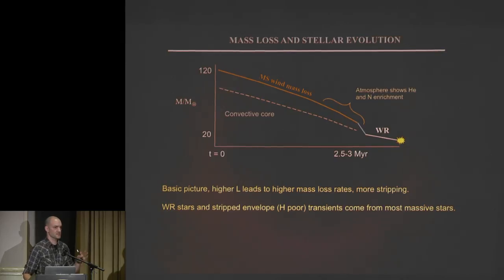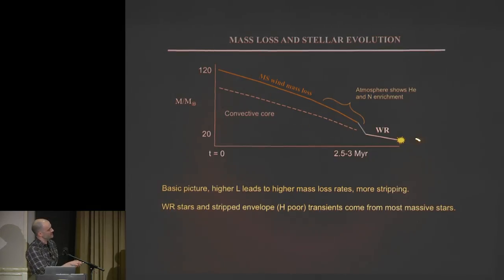And then this can be enhanced if there's rotation in a single star view. It turns out that that doesn't match what you expect from rotation rates, and that's a big issue in the massive star community. And then after peeling away all the mass, you end up with a helium Wolf-Rayet star, a hydrogen-free Wolf-Rayet star. That's the pure helium core.